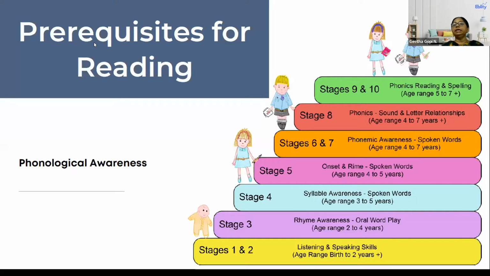And then stages 9 and 10, where it's 5 to 7 plus, where, using the phonics ability, they're able to read, write, and spell. So all these different stages come under the wide umbrella of phonological awareness. And phonological awareness forms one of the biggest pillars, or the precursors, to the actual process of reading.